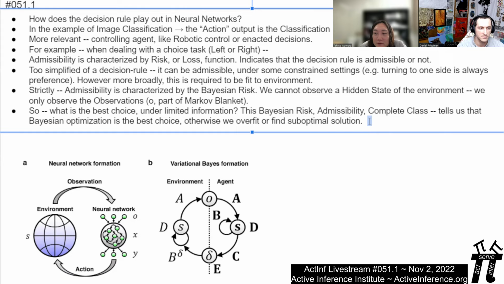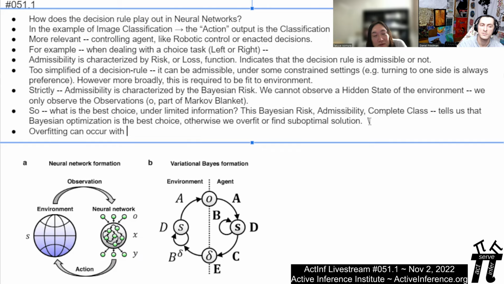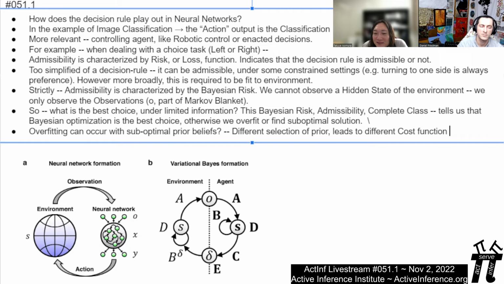Well, I'm not sure if it's overfit in the sense that you mentioned, because if we select some prior belief, then the Bayesian function itself changes, and the neural network tries to fit to that cost function. So cost function minimization would be achieved even in such a situation. But that solution is not good for our original purpose.